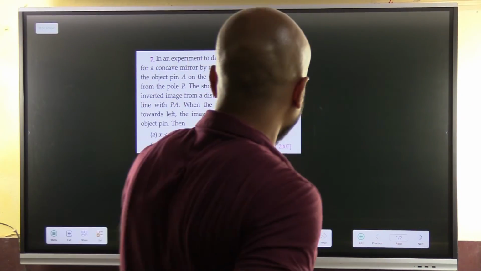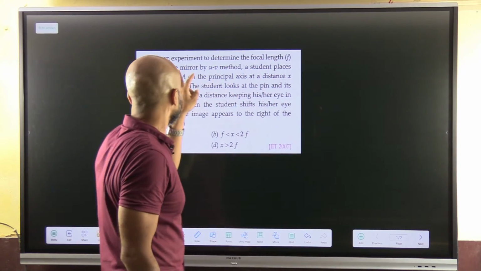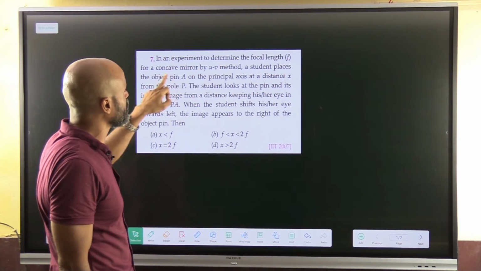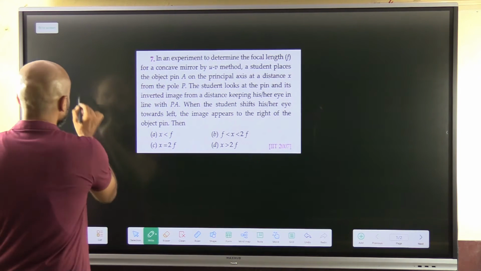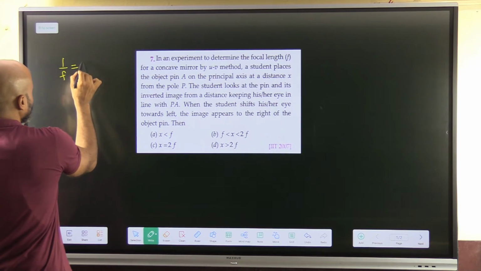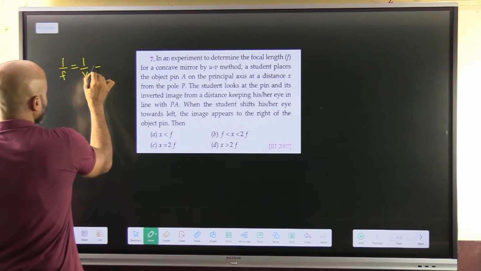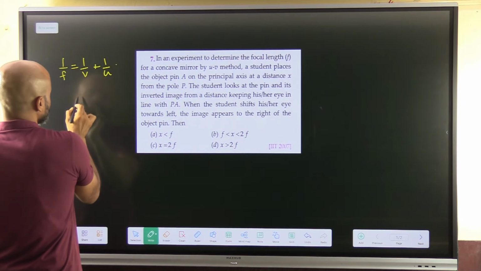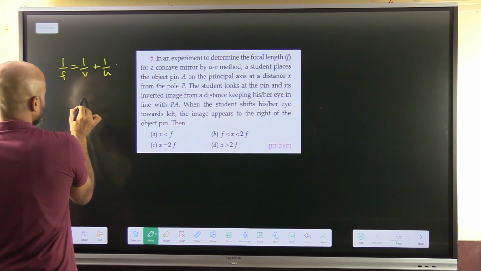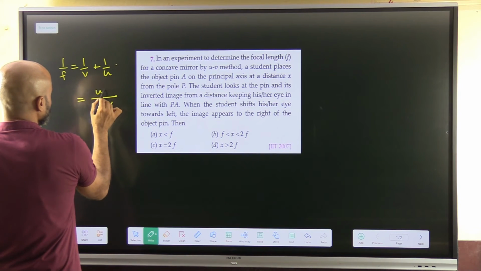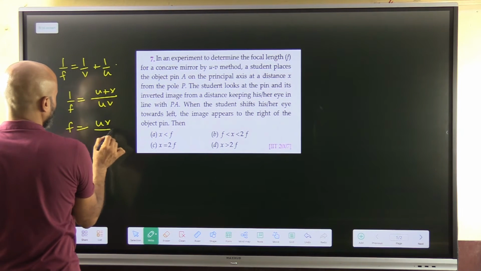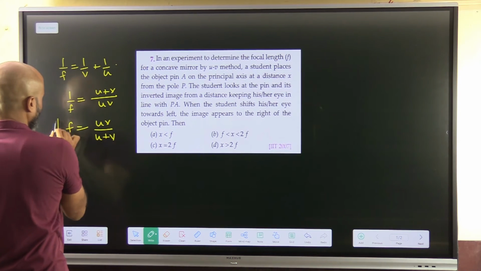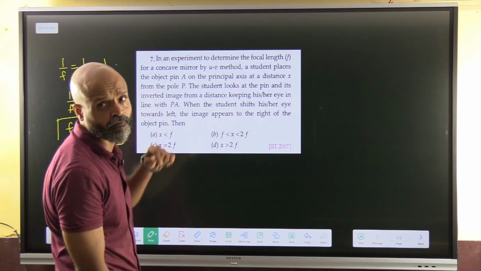Okay, again a problem from IIT, which is basically stating that in an experiment to determine the focal length of a concave mirror by UV method. So obviously we know the UV method is what? 1 by f is equal to 1 by v plus 1 by u in case of a mirror. So this will be uv, u plus v, 1 by f. So f is equal to uv upon u plus v. That is all about the UV method to determine the focal length.